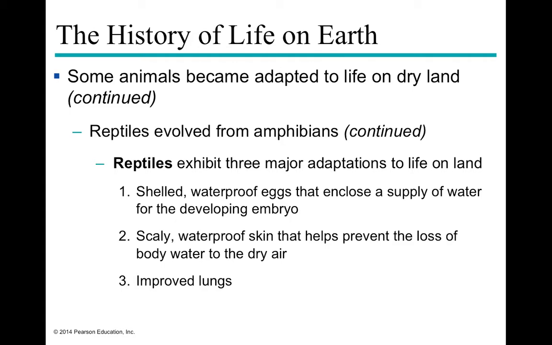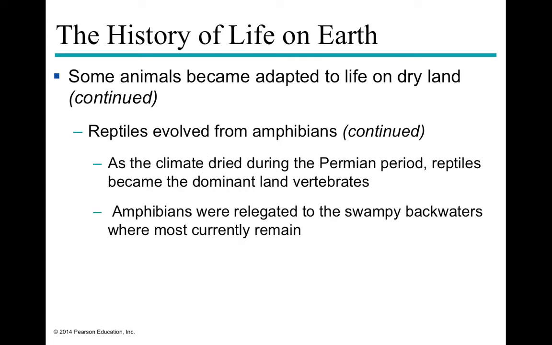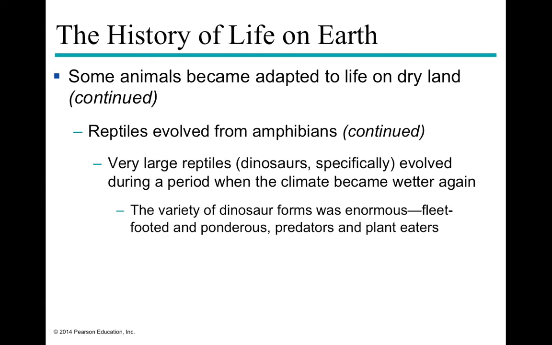This had to be accompanied at the same time by improved lung capacity because they were losing a source of oxygen, which was previously coming through their skin. So the climate's getting drier and reptiles are now becoming the dominant land vertebrates during the Permian period. At this point, amphibians were relegated to the swampy backwaters, same with mosses and ferns, etc., where most currently still remain. So most types of amphibians on the planet today still survive in backwaters and swampy, marshy regions.